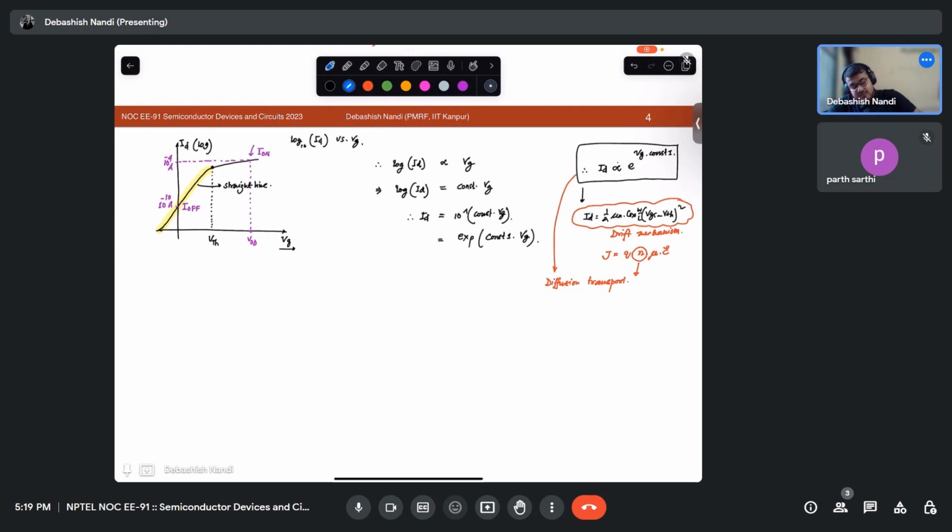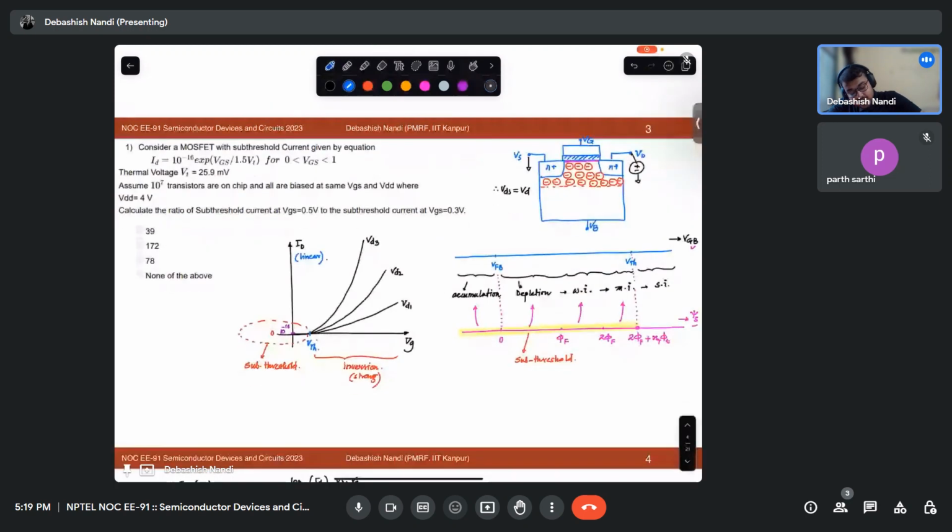In other words, if this is your P type and I zoom in on only this portion, I see that I have an N plus region here, an N plus region here, and a P region here, right? So it acts like an NPN bipolar transistor. In a bipolar transistor, you know your collector current is proportional to exponential of VBE over VT, right? So same thing.